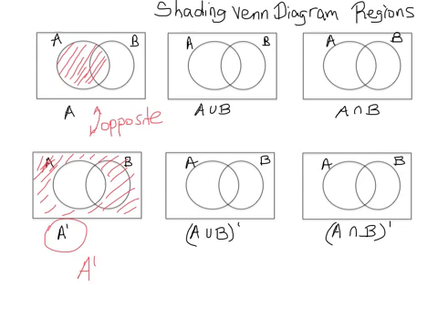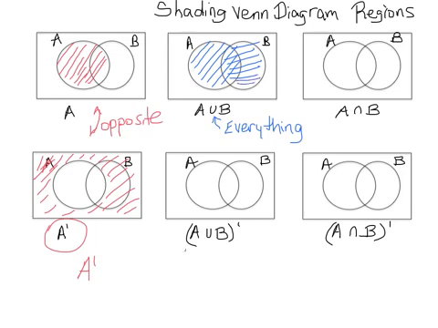A complement is going to look like everything outside of A. So now we're going to move on to the next one, which is A union B. And what that tells us to do is shade everything in both sets. So we're going to shade everything in A as well as everything in B whenever you see union. So all of A gets shaded as well as all of B.